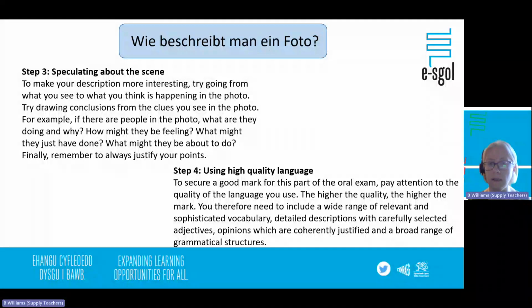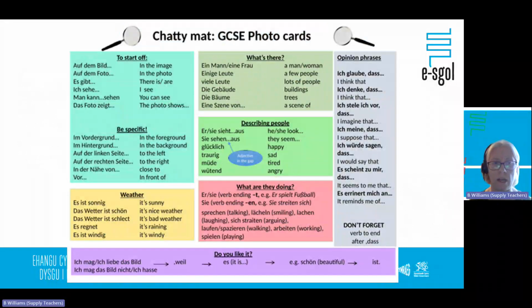Okay, so you've probably seen things like what is on the screen now. This is an example of a knowledge organizer for the photo card question. In this knowledge organizer, you have sentences to start off. So for example, "auf dem Bild," "auf dem Foto," "es gibt," "ich sehe," "man kann something sehen," "das Foto zeigt." So what does the photograph show? Those are different ways to start a sentence to give a general overview of the photograph.